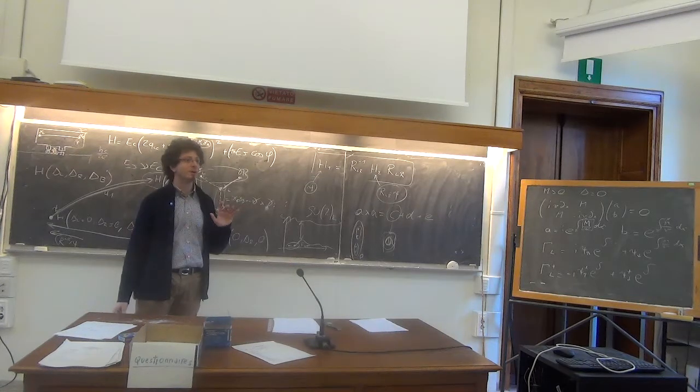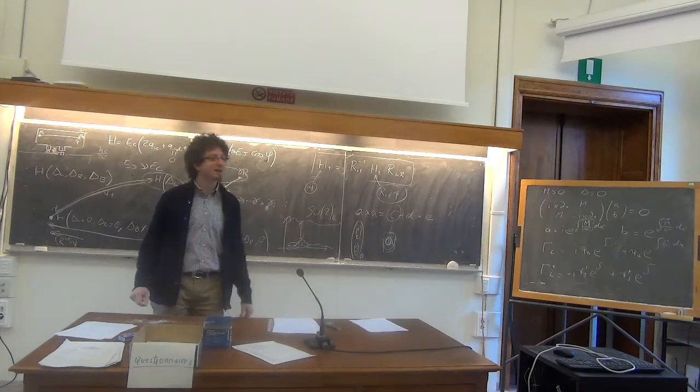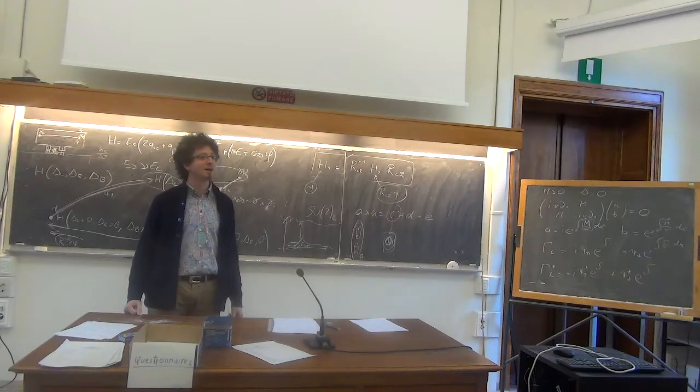I have a question. If in general you want to have non-abelian statistics, you have to have degenerate states. How do we know that this degeneracy is robust to any kind of perturbation?